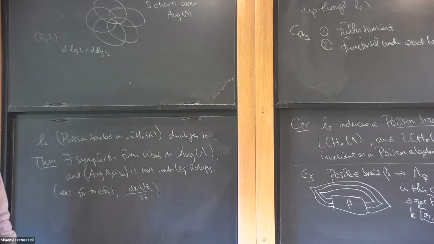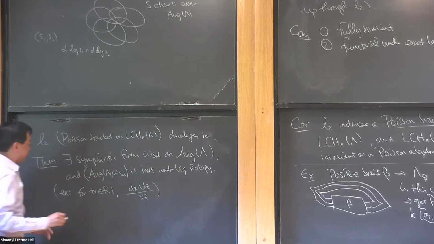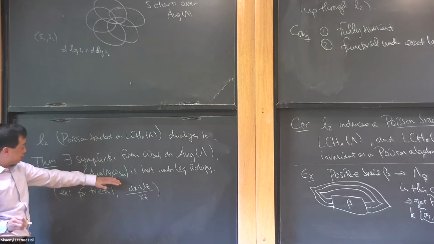And again, conjecturally, this is great. We had this invariant that we knew about before, which was the augmentation variety of a Legendrian knot or link, but now there's this additional structure on it. So it seems to be much stronger. It's now not just some affine variety, but it's actually a symplectic affine variety.